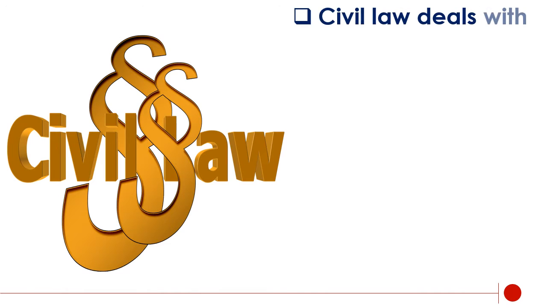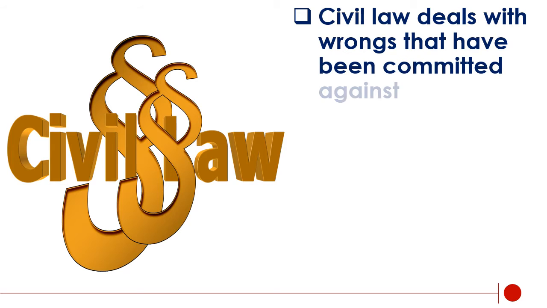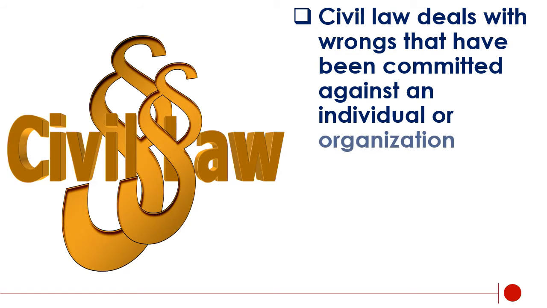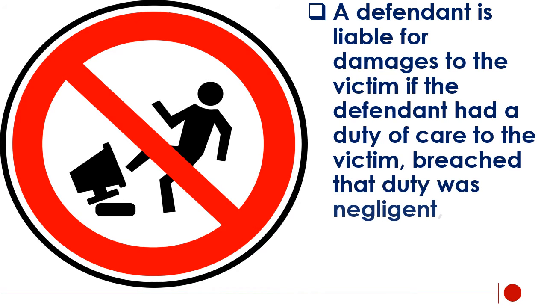Civil law deals with wrongs that have been committed against an individual or organization. A defendant is liable for damages to the victim if the defendant had a duty of care to the victim, breached that duty, was negligent, and was the actual cause of harm to the victim.